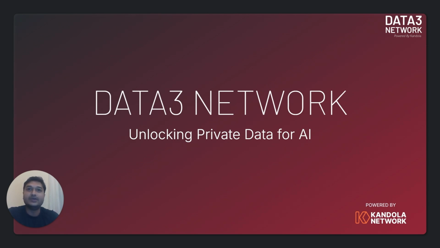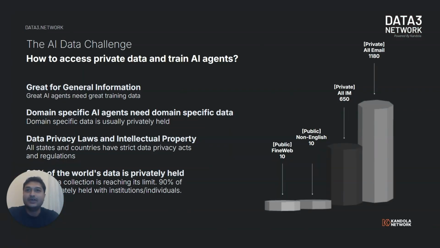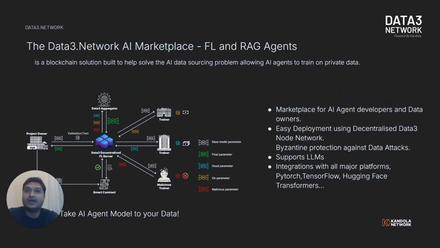Today we are diving into a demo to show you how Data 3 is tackling one of AI's biggest challenges. You see, AI needs data to train and perform its magic. But here's the problem. Most AI models are trained on open source data sets or data from the public web, and we are hitting the ceiling of what's available and what the data can offer. That's where Data 3 Network comes in.